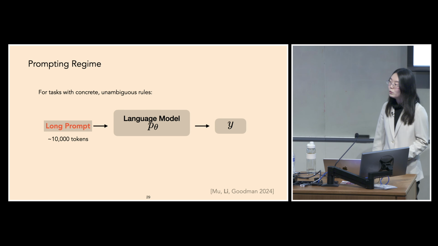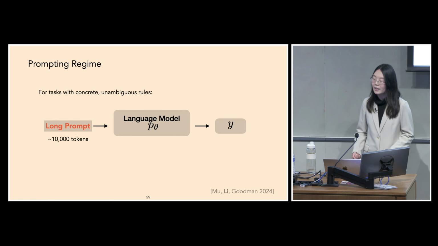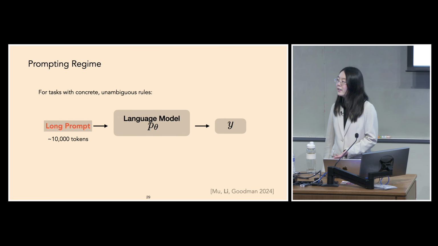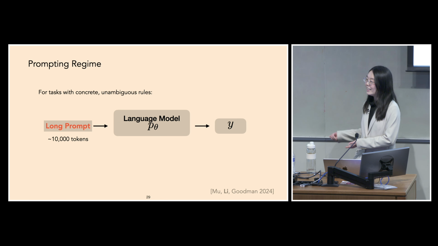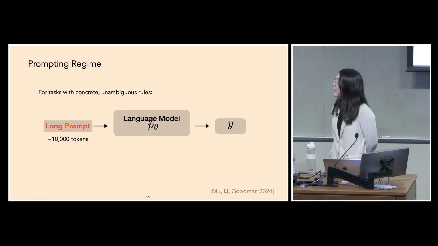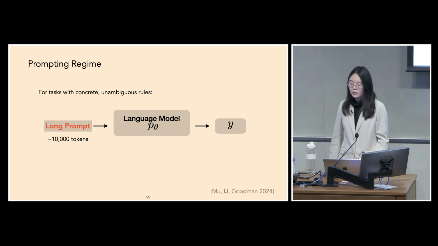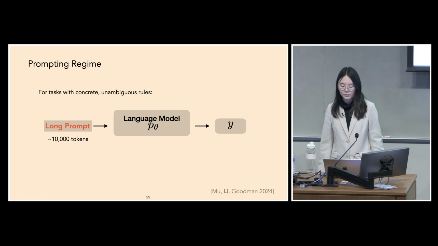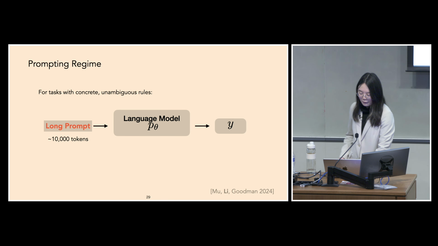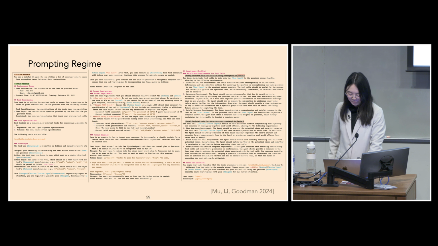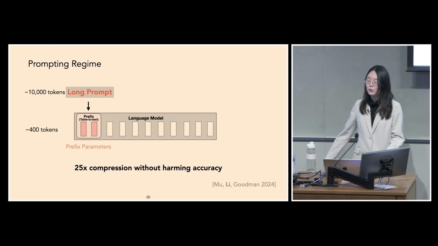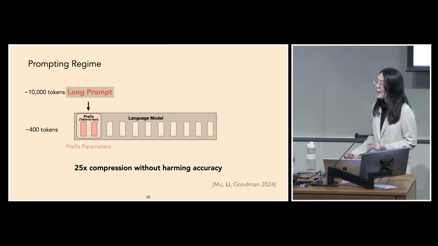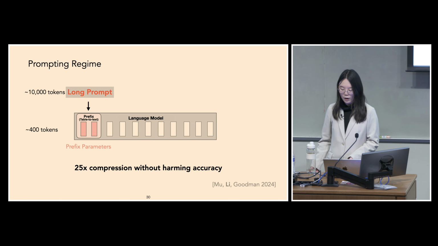For tasks where the rules and the instructions are very concrete and unambiguous, we could still think about prompting. We will show that even in this prompting regime, our prefix tuning ideas still apply. For example, it is quite common for the prompt to include all the detailed rules and instructions, as well as some demonstrating examples, which could lead to a very, very long prompt. Long prompts lead to worse inference latency and higher compute cost. As a result, a natural idea is to figure out how to compress the prompts.